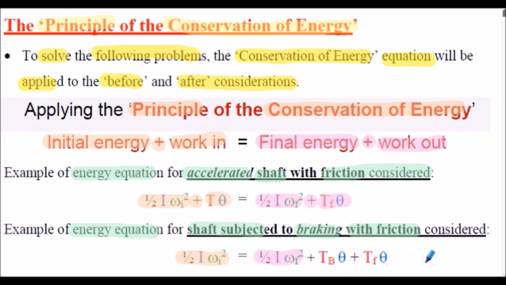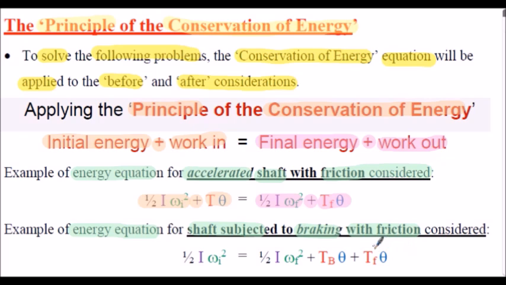But work will be done in 2 senses now. We have work done against the braking, so I've called that T_B theta. That's work done by the brakes. And we would also have work done against friction, the T_F theta, because we're considering friction effects still. So in this case, we have on the left hand side 1 energy term, but on the right hand side 3 energy terms for the problem as outlined. And again, we can play tunes on this equation.